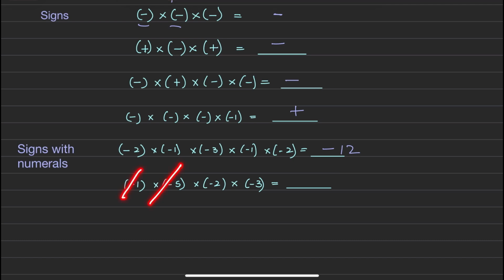Negative, negative will go away. This will also go away. Final answer will be plus, and we'll have to multiply everything. 5 into 1, 5. 5 2s are 10. 10 3s are 30.